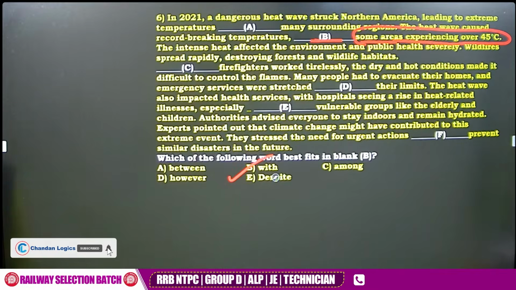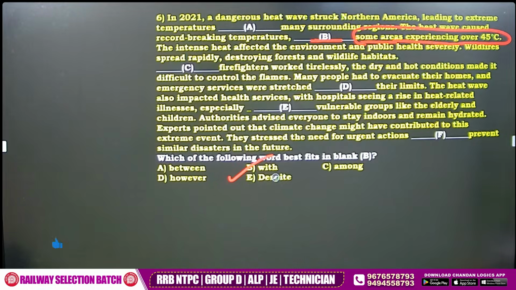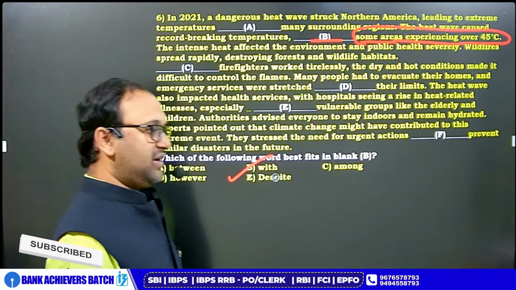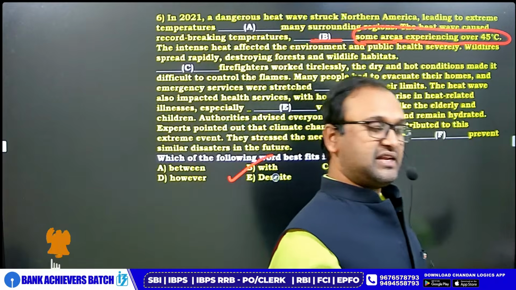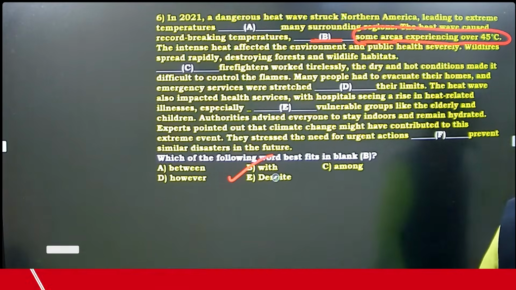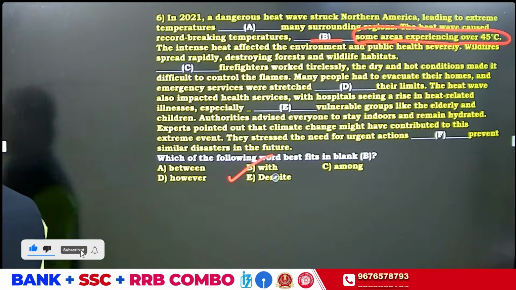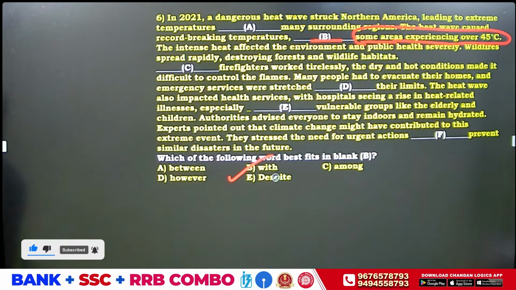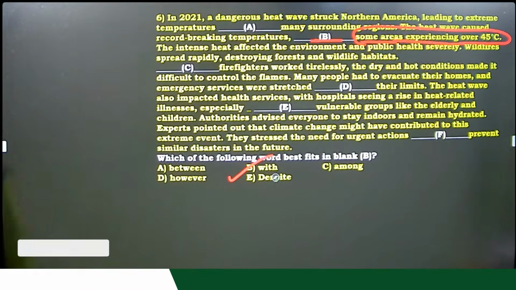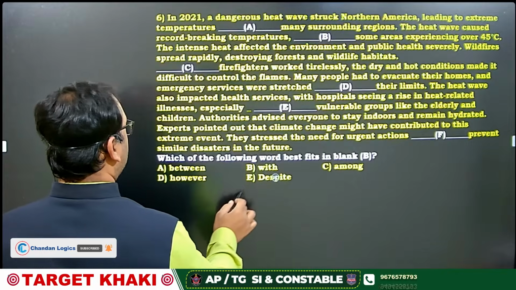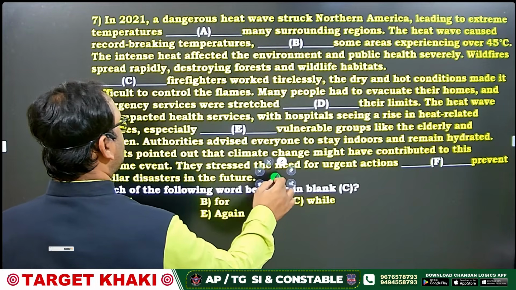If you only stop with areas, maybe among some areas. Here you don't stop at among, right? With some areas experiencing 45 degrees Celsius. So there we say with some areas. With some areas experiencing 45 degrees Celsius.